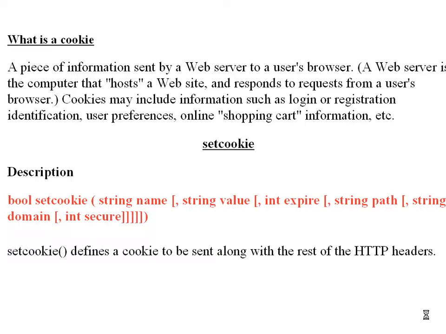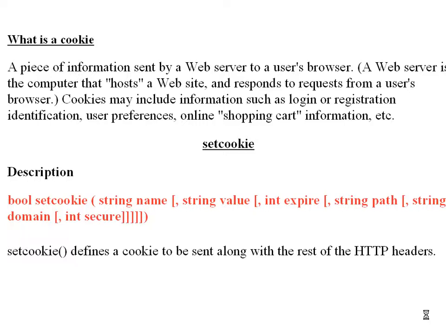Now we will come to the cookie. A cookie is a piece of information sent by a server to a user's browser. A cookie may include information such as login or registration identification, user preferences, online shopping cart information, etc. Set cookie is the method used to set the value of a cookie.